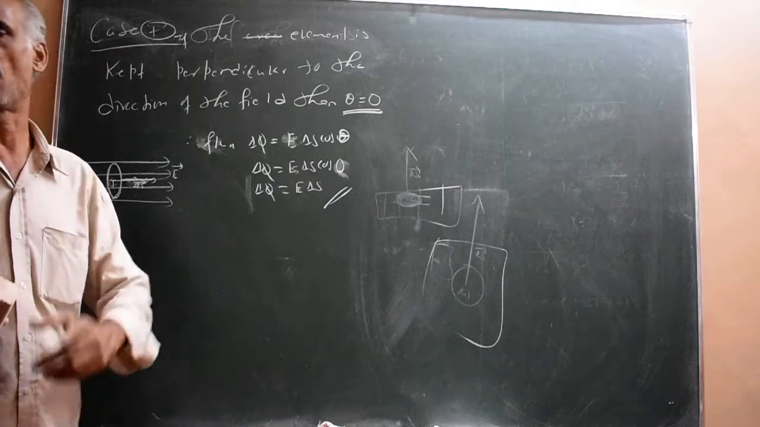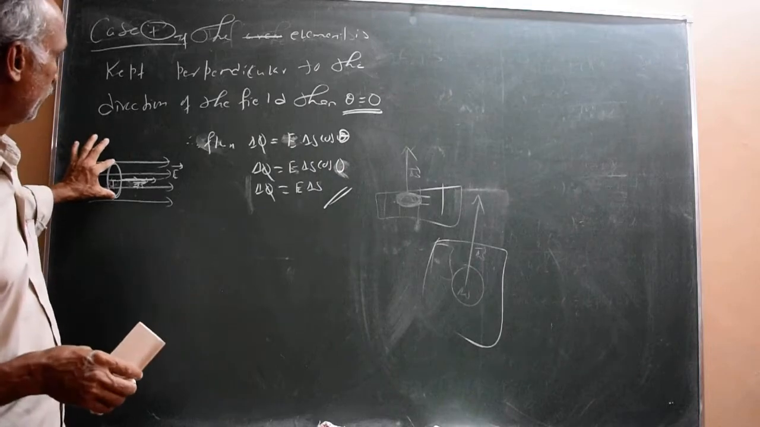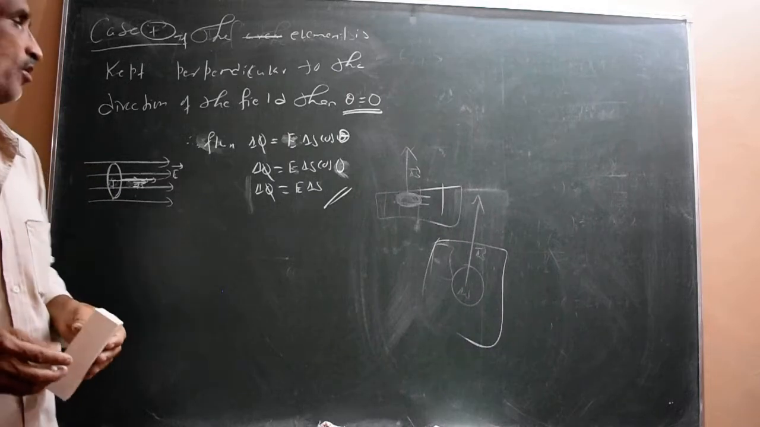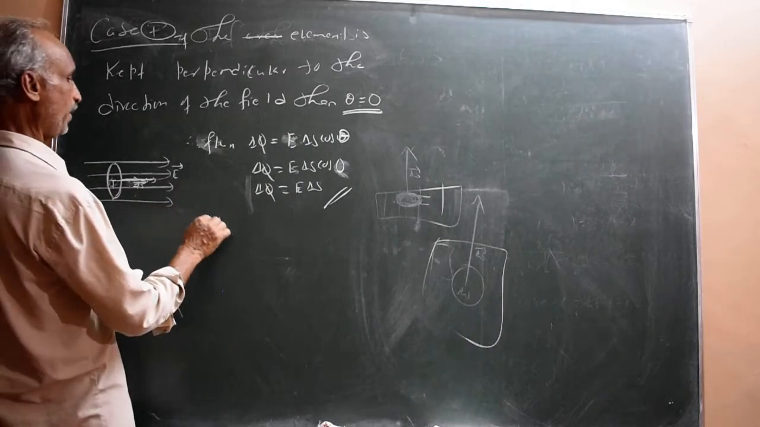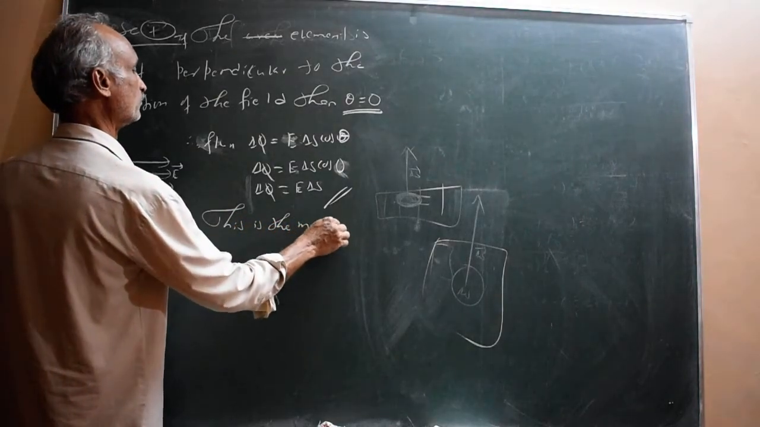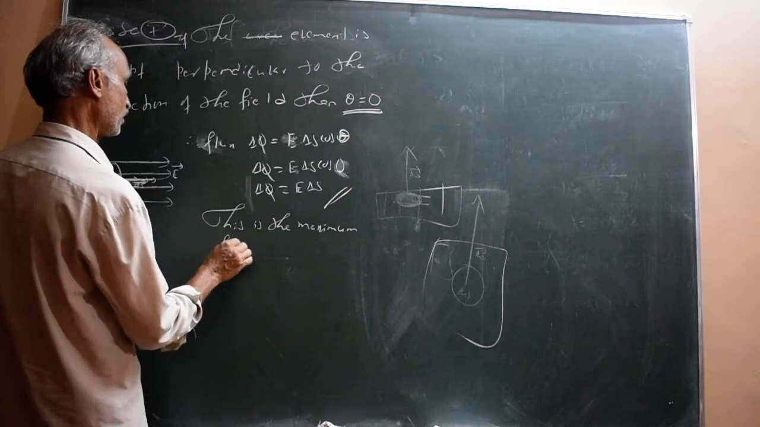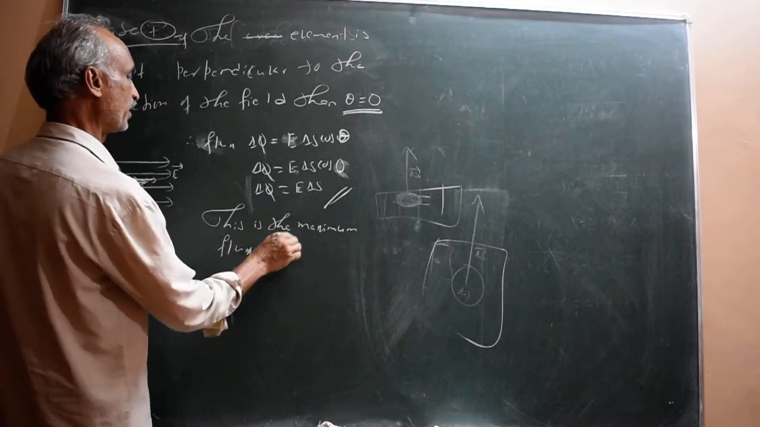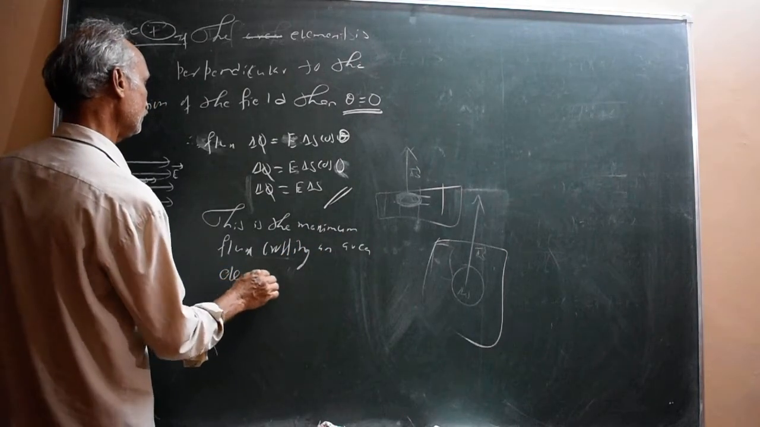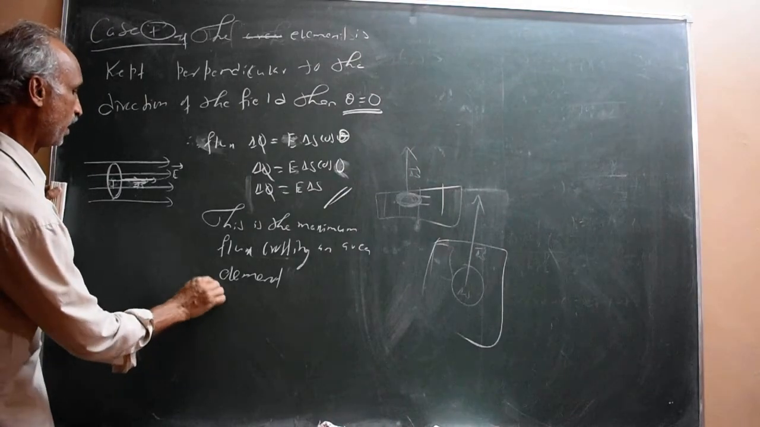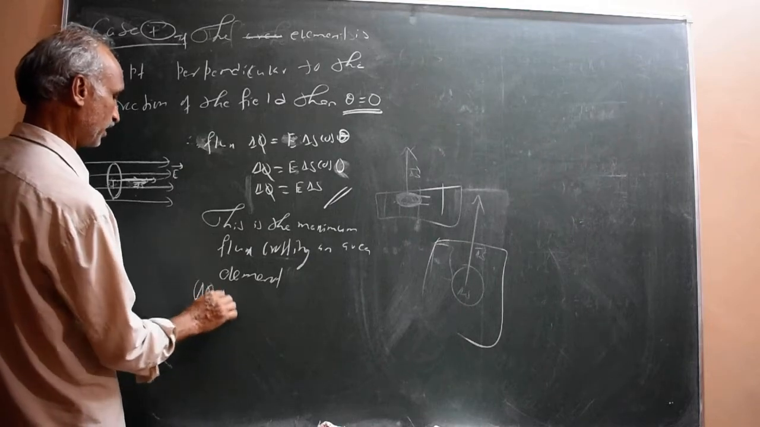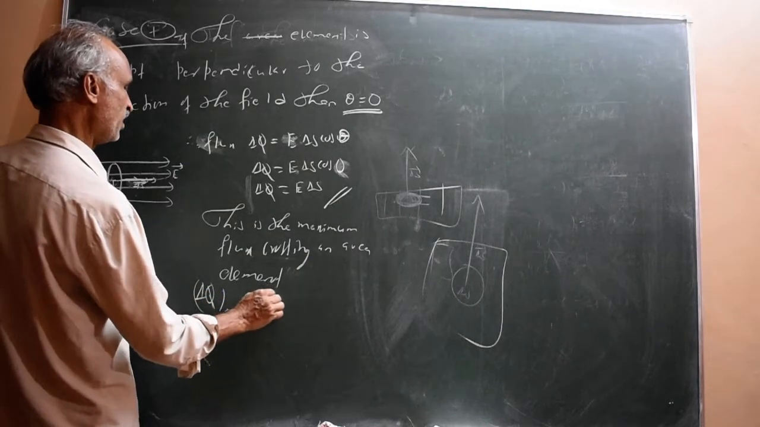Flux is nothing but a quantity which is proportional to the number of field lines. Means it depicts the number of field lines crossing one particular area element when the area element is kept in an electric field of certain configuration of charges. This is the maximum flux crossing an area element. Therefore, delta pi max is equal to E into delta S.